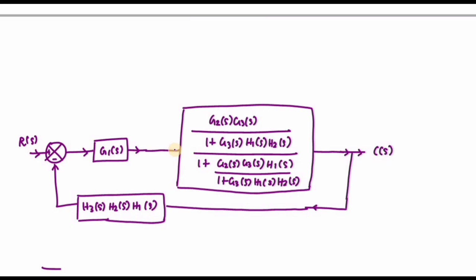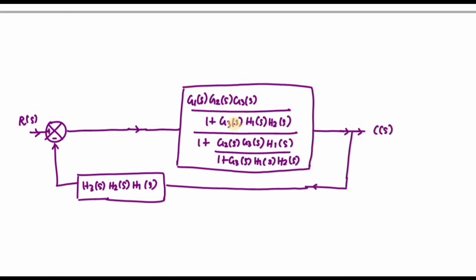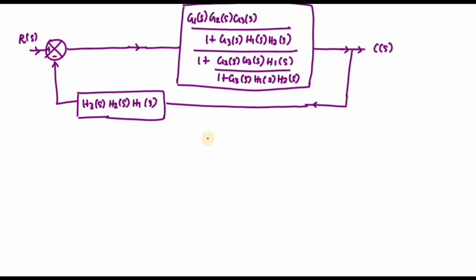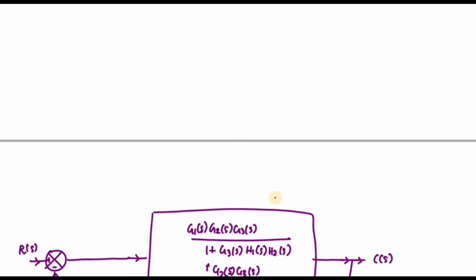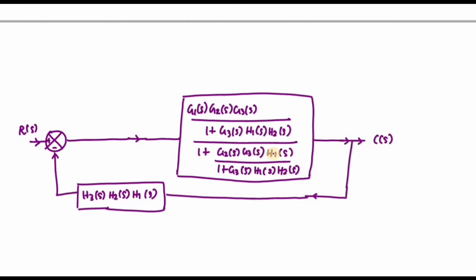Now this G1 of S block is in series with this block. So I will get G1 of S, G2 of S, G3 of S divided by 1 plus G2 of S, G3 of S, H1 of S plus G3 of S, H1 of S and H2 of S, by neglecting these two denominators. Okay, so finally I will get the answer like this.